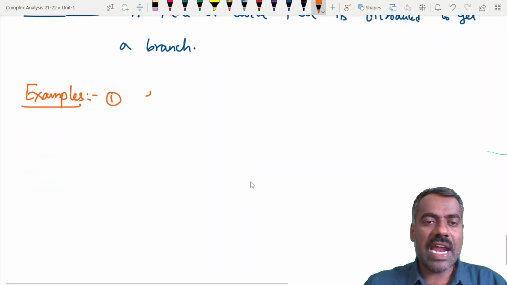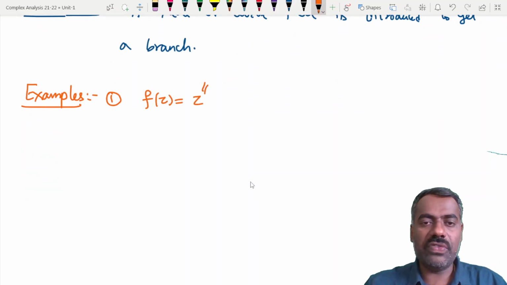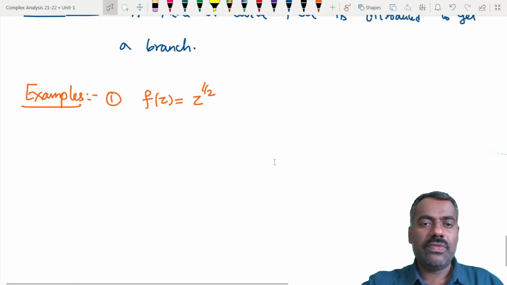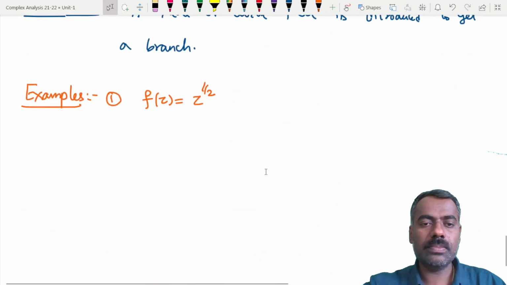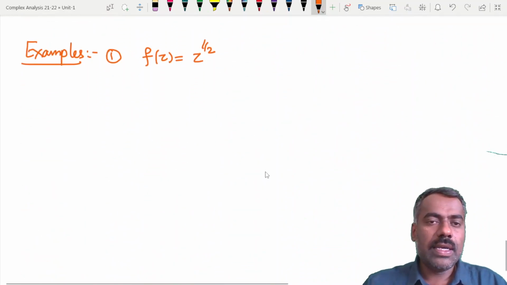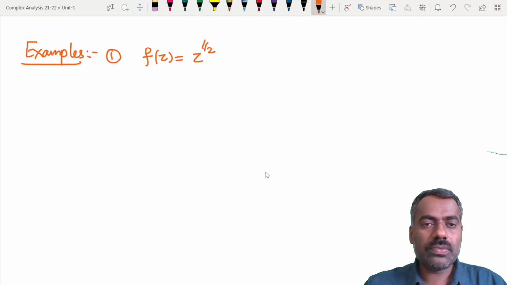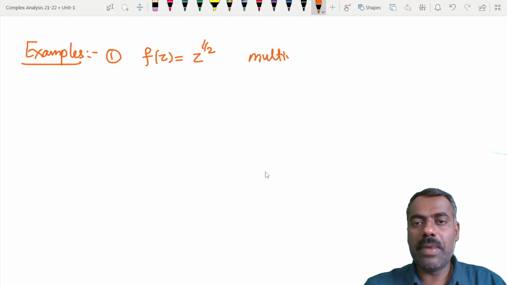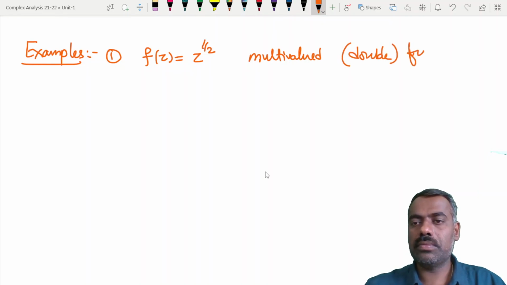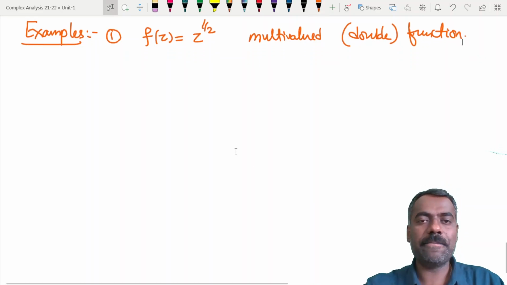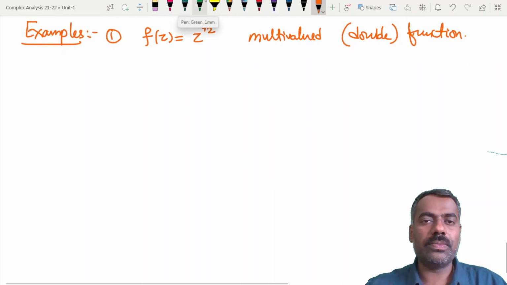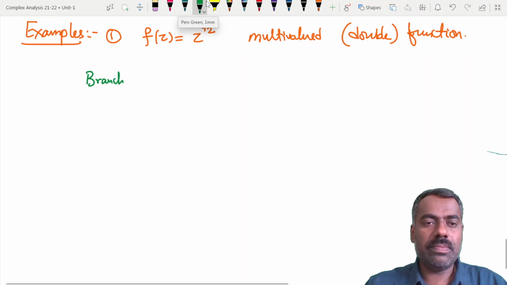Okay, so let's first start with f of z is equal to z power half, which we have seen. We have seen that this takes two different values, right? Yes or no? So that means we know that this has two branches. This function is a multi-valued function. Actually, it is double valued. So how many branches does it have? Two branches. Yes or no? So what are the branches?